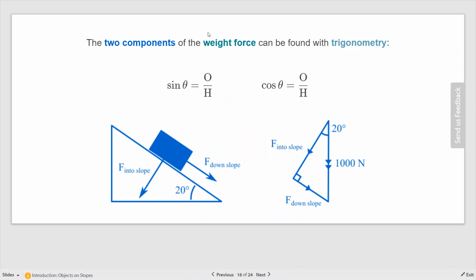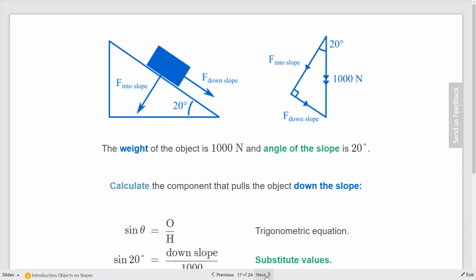The two components of the force can be found with trig now. So if we've got the mass of it, we've got 1,000 newtons pulling in this direction. We've got 20 degrees. Again, you can work out the angle from that. And so we can use sine and cos to be able to work out these angles. So first of all, the weight of the object is 1,000 newtons. The angle of the slope is 20.